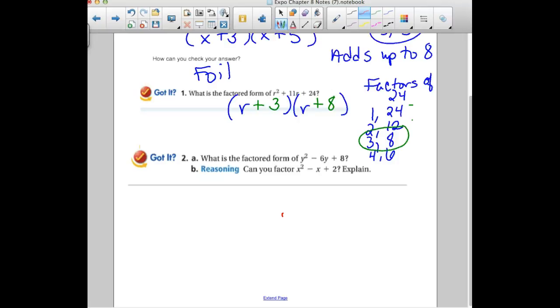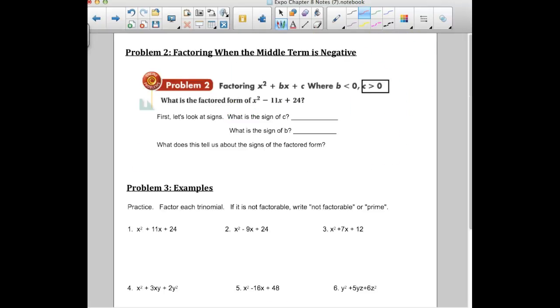Let's go on to our next page here. In the first couple examples, our middle term was positive and our last term was positive. In other words, our whole polynomial has positive or plus signs in it, and so we didn't really have to worry about any options with our factors. Everything was positive. But what happens when the middle term is negative? We're still looking for numbers in this case that multiply to be 24, but now they have to add up to be a negative.